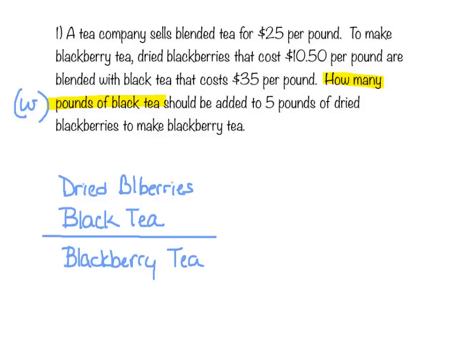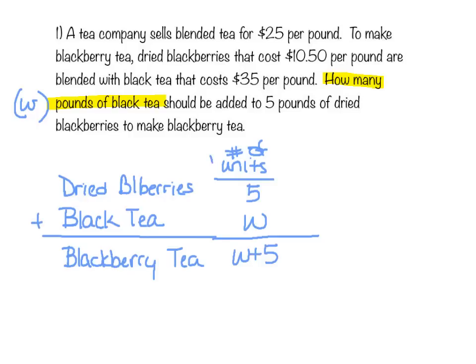Okay, here we go. Number of units. We're going to be using 5 pounds of dried blackberries, and we don't know how many pounds of black tea. But we know that for the tea, we're going to wind up with W plus 5, because remember that we are mixing these 2 ingredients together. We're adding them together.